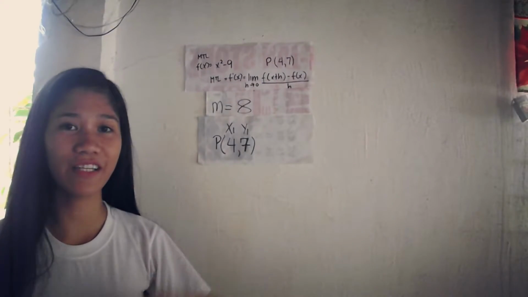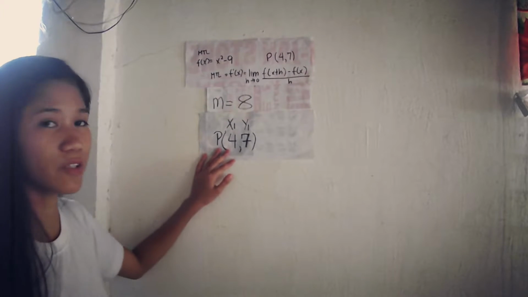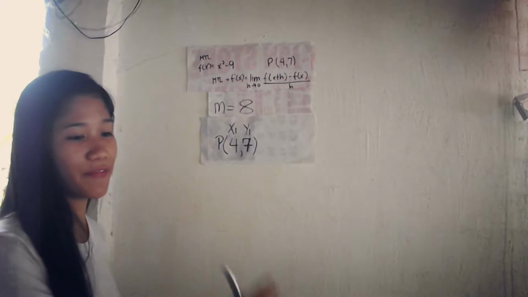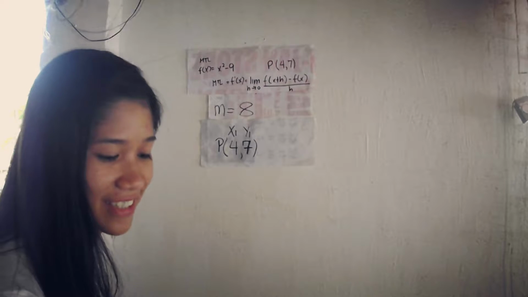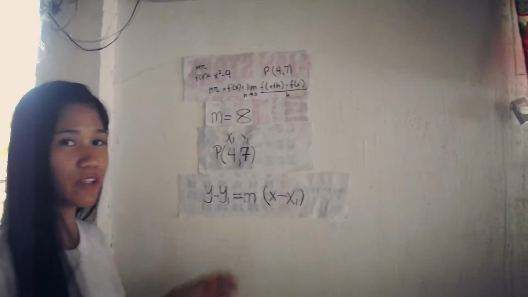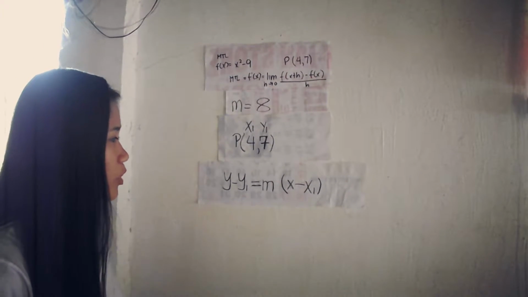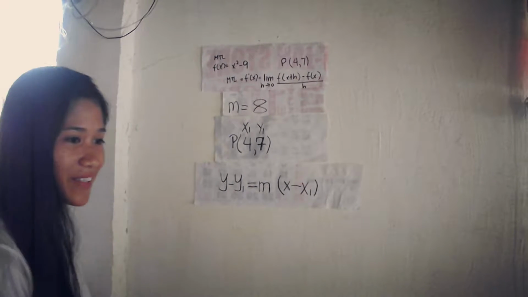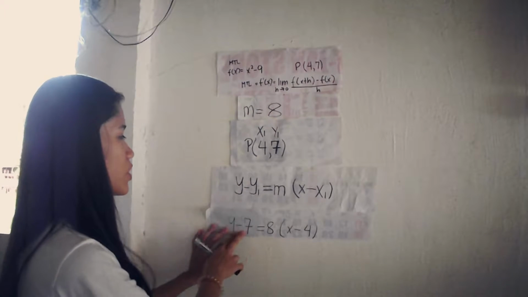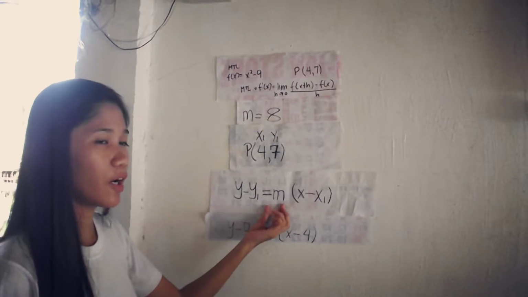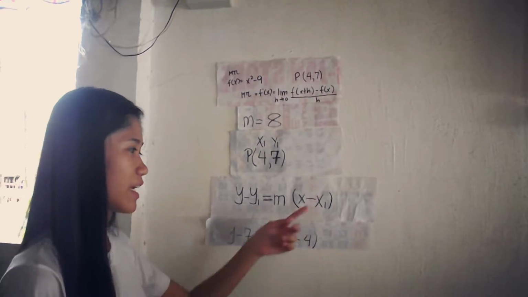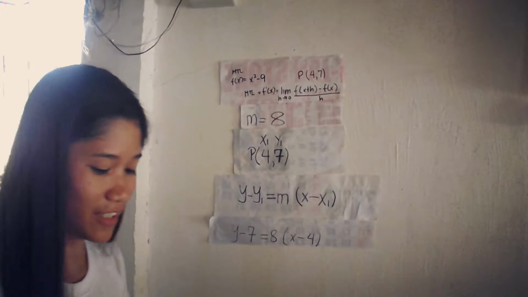So we're going to find the equation of the tangent line, which is at the point 4 and 7. Since x sub 1 will be the 4 and y sub 1 will be the 7. So we're going to use this method, which is y minus y sub 1 is equal to m multiplied by x minus x sub 1. We're going to substitute the y sub 1, which will be the 7, and m which is 8, and multiply by x minus x sub 1, where the x sub 1 is equal to 4.